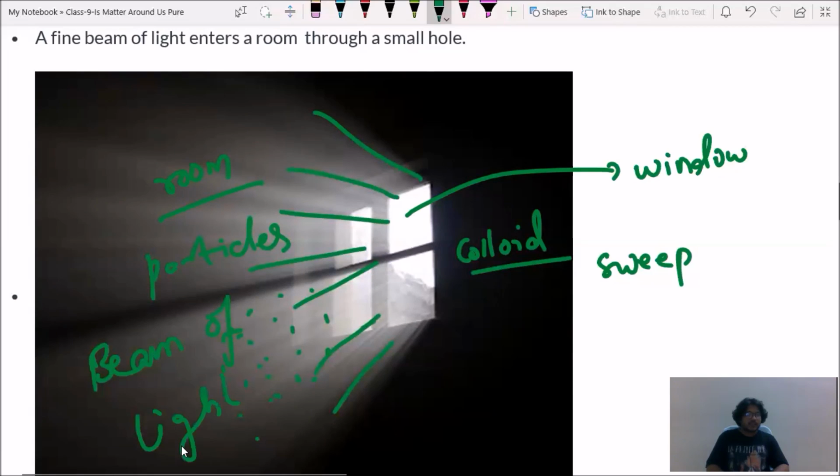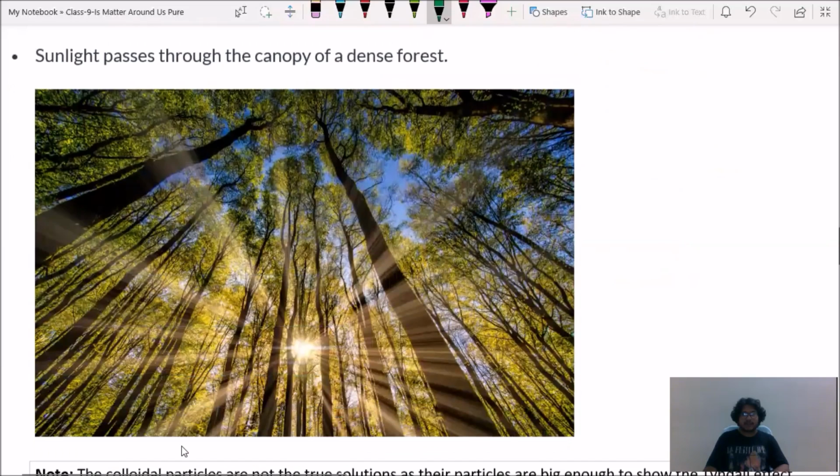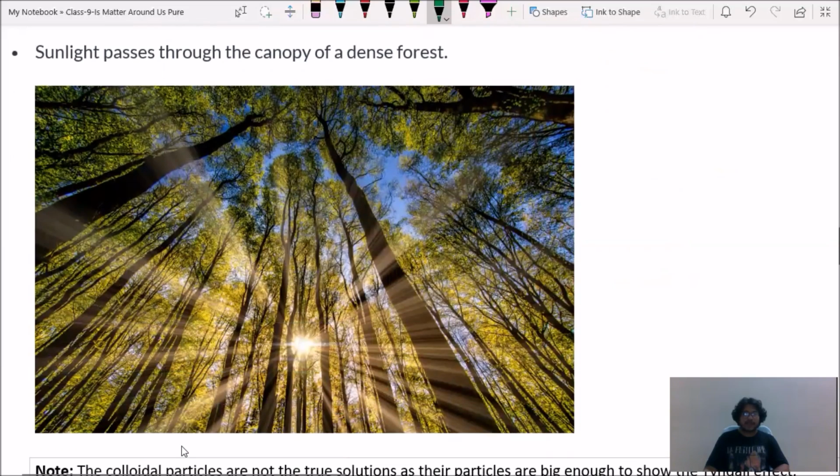This is a daily experience we can have. Tomorrow morning also you can observe this beam of light in your house. And the second example is when sunlight passes through the canopy of a dense forest. If it is passing through the cover of a dense forest, you can observe it.